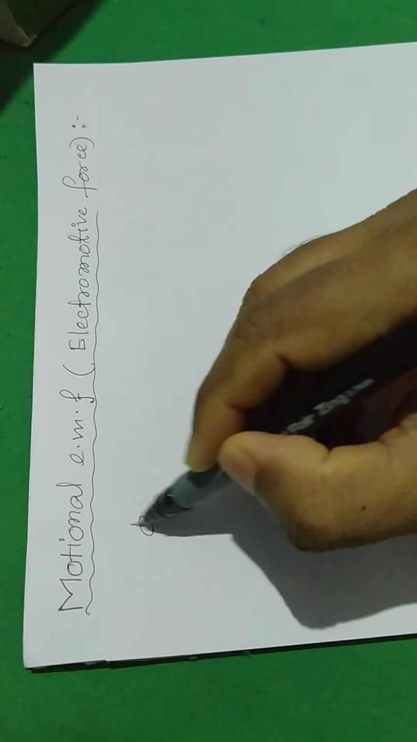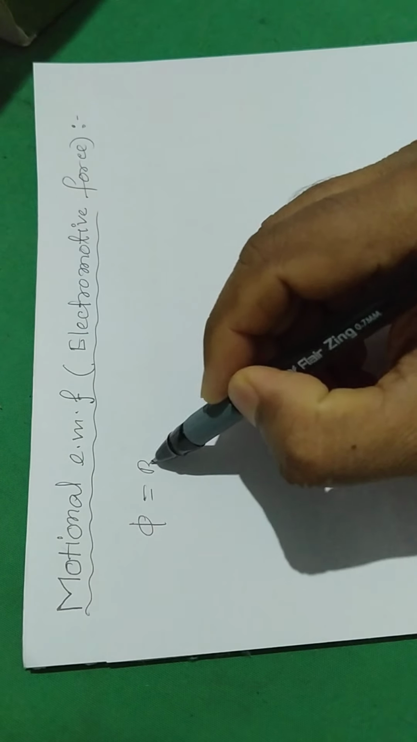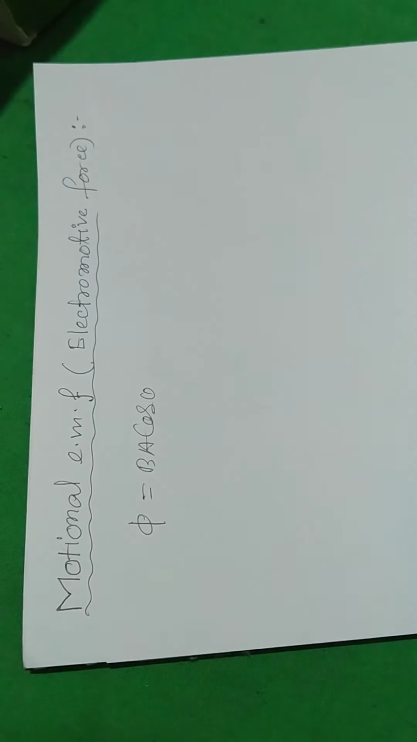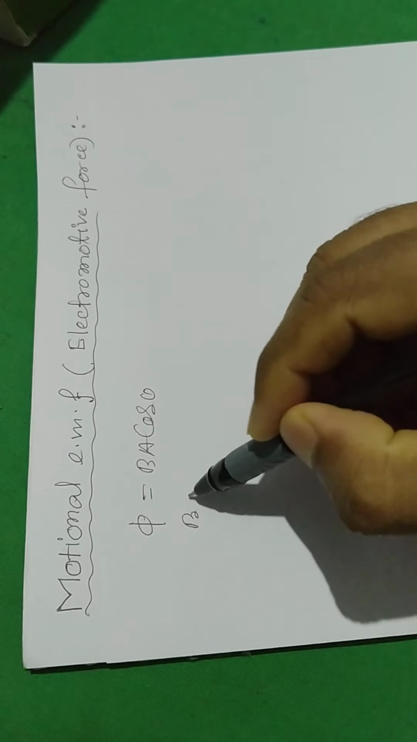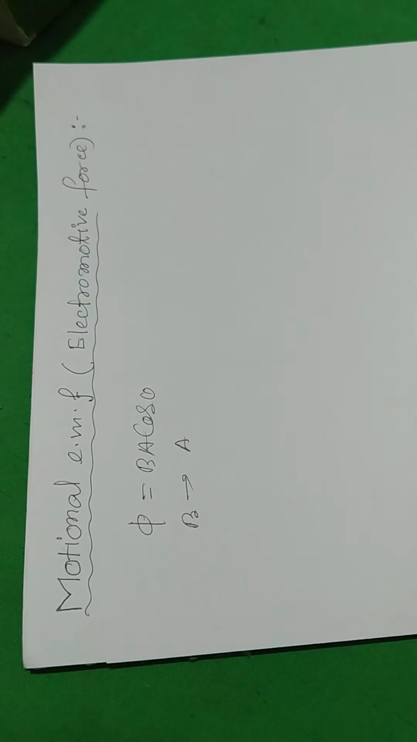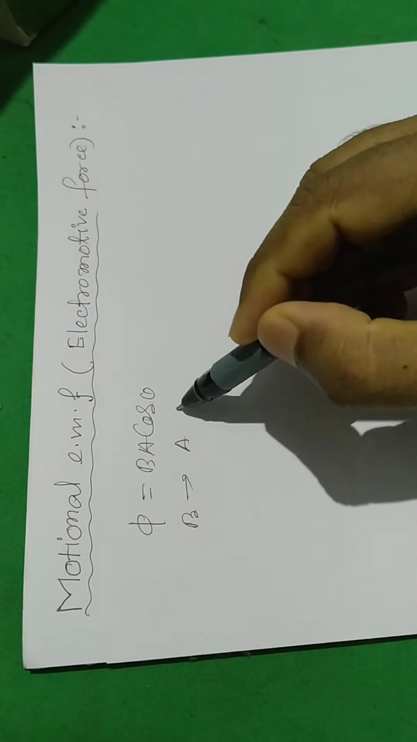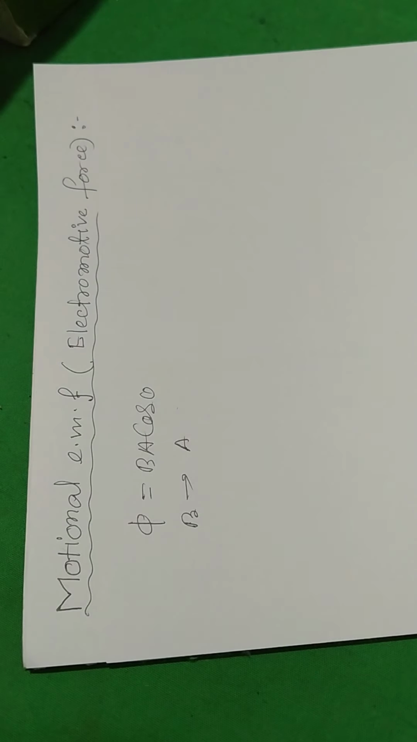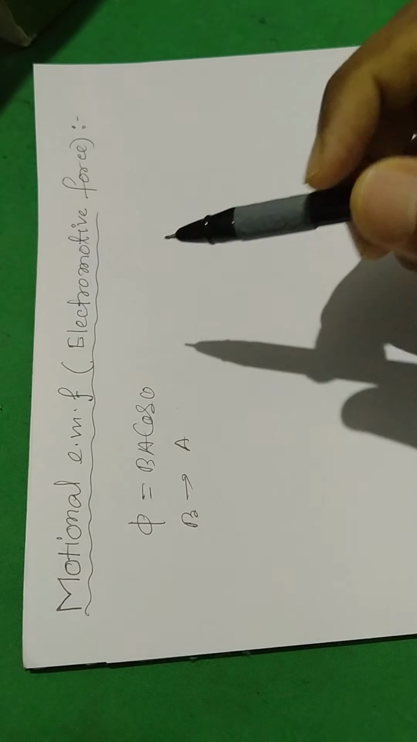We know that EMF is induced in a circuit when the amount of magnetic flux linked with the circuit is changed. Magnetic flux linked with a surface is given by phi equal to BA cos theta, where B is the magnetic field, A is the area of the surface, and theta is the angle between the normal to the surface and the direction of the magnetic field.